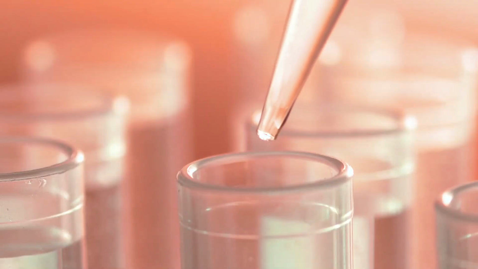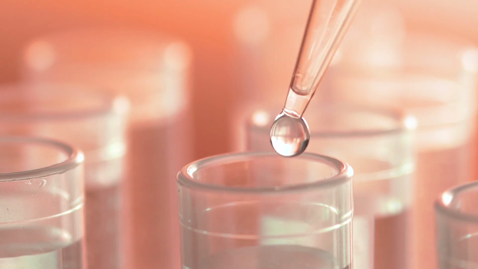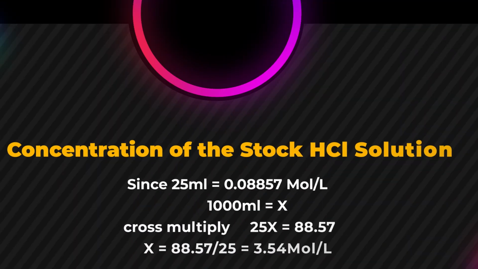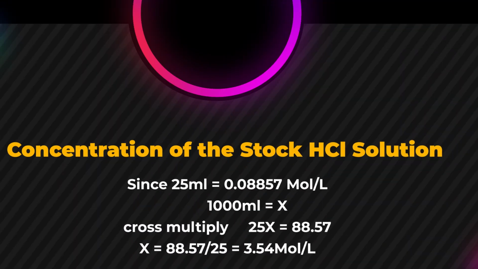Now, it is at this step that everyone thinks they are finished. Remember that the hydrochloric acid solution that is being used was made up from a more concentrated sample, and then diluted to be used in this experiment. The question your teacher may ask you is, what was the concentration of hydrochloric acid in the original solution? To do that, we simply say, since 25 milliliters contains 0.0857 moles per dm cube, then 1000 milliliters contain X. We can then cross multiply and solve for X.